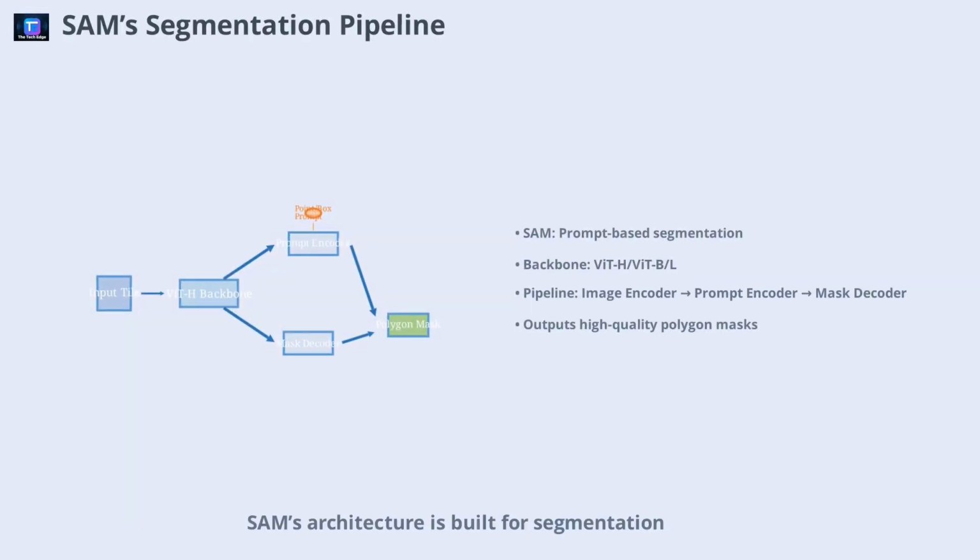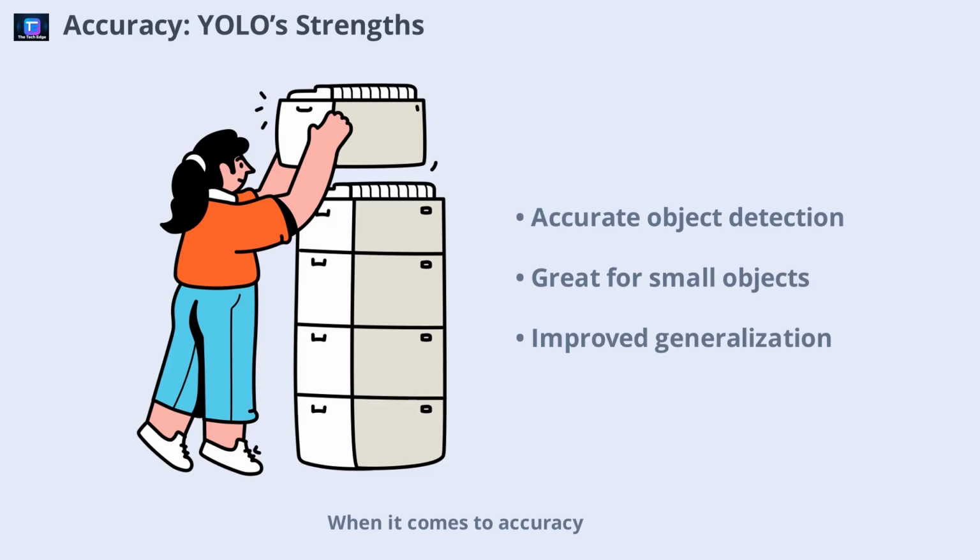SAM's architecture is built for segmentation. It uses a vision transformer, ViT, backbone to encode the image, followed by a prompt encoder and a mask decoder. This pipeline allows SAM to generate high-quality polygon masks without any prior training. The result is precise object boundaries, making SAM especially useful for tasks like building footprint extraction or tree canopy segmentation in geospatial workflows. When it comes to accuracy, YOLO excels at detecting and counting objects.